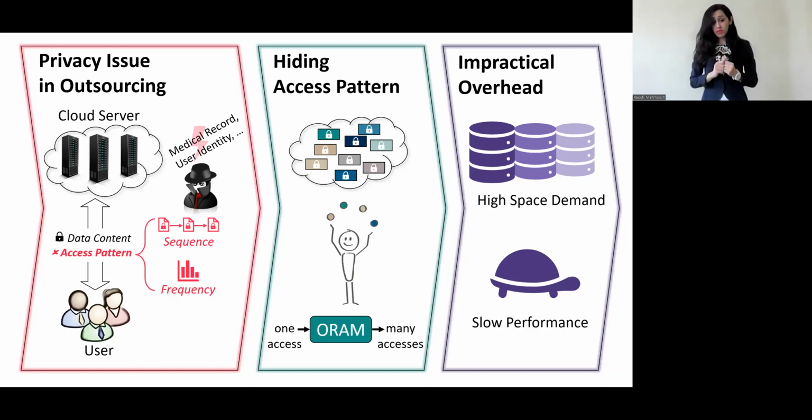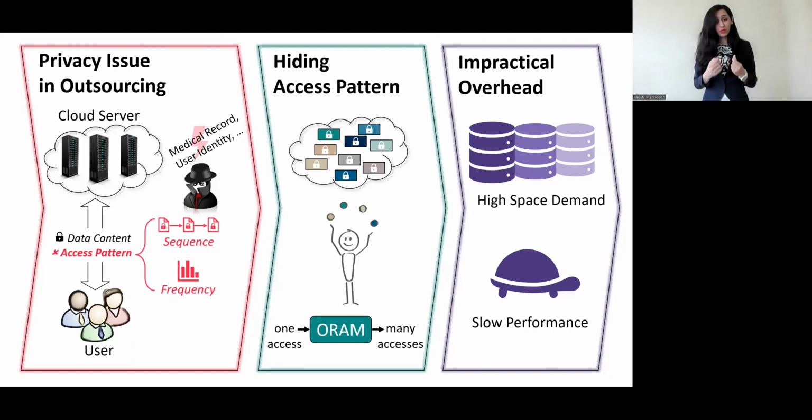That is an expensive protocol. It keeps data items randomly shuffled around the storage. And then when the user wants to access a single data item, ORAM translates it to many accesses to data items from different locations. ORAM gives us provable access pattern privacy. So in theory, it is a solution.